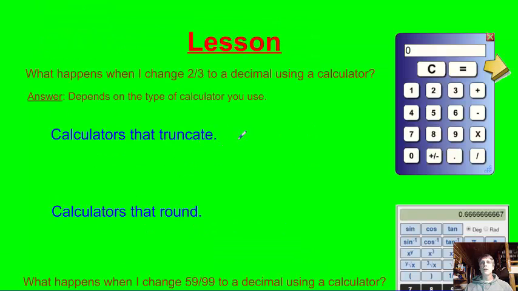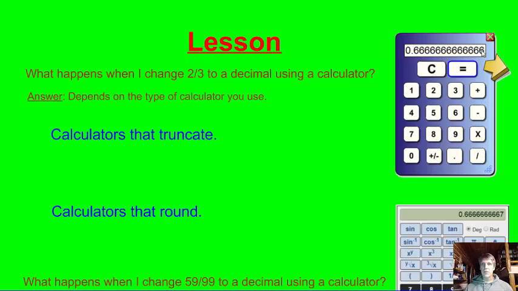What happens when I change 2/3 to a decimal on a calculator? Well, the answer depends on the calculator you're going to use. They're not all the same. So I got a calculator here that I want to punch in. I'm going to punch in 2/3 here and see what this does. And then I just get 0.6666, which a lot of you have memorized, 6 repeating.